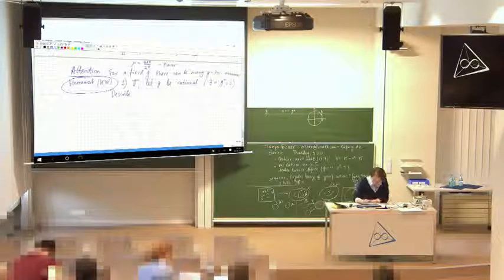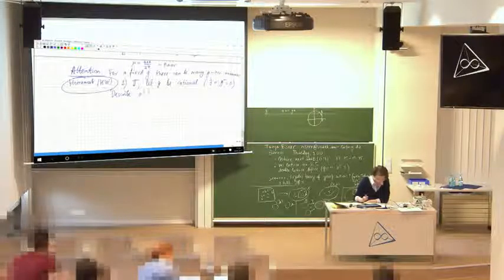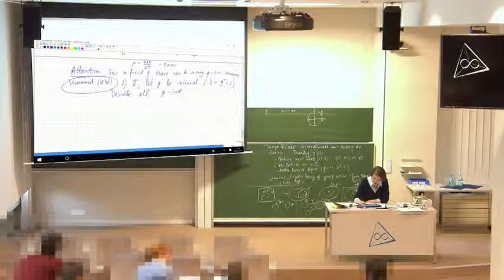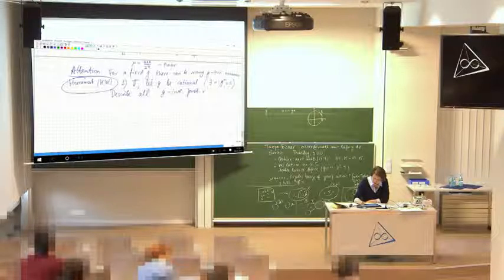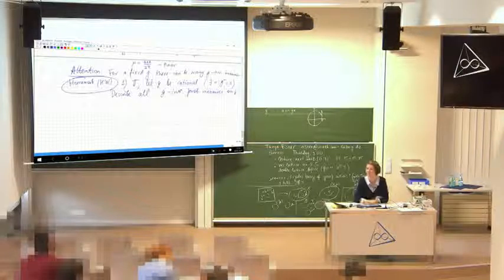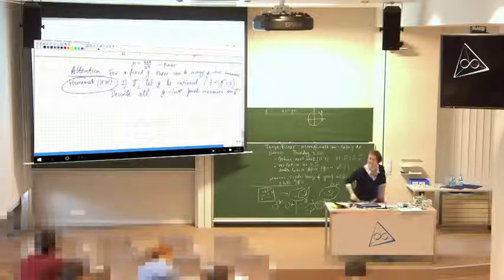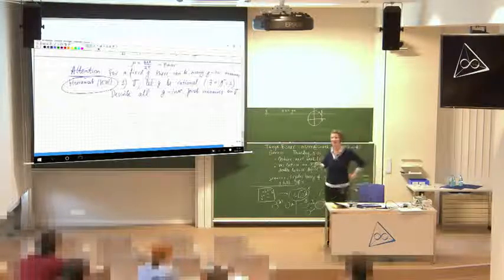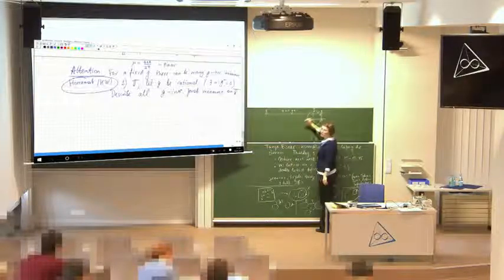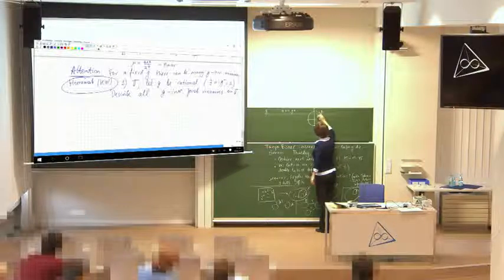So, describe all G invariant probability measures, Borel probability measures on T. I will give a hint, or maybe a picture. So if G is a root of unity, let's take a simple root of unity.